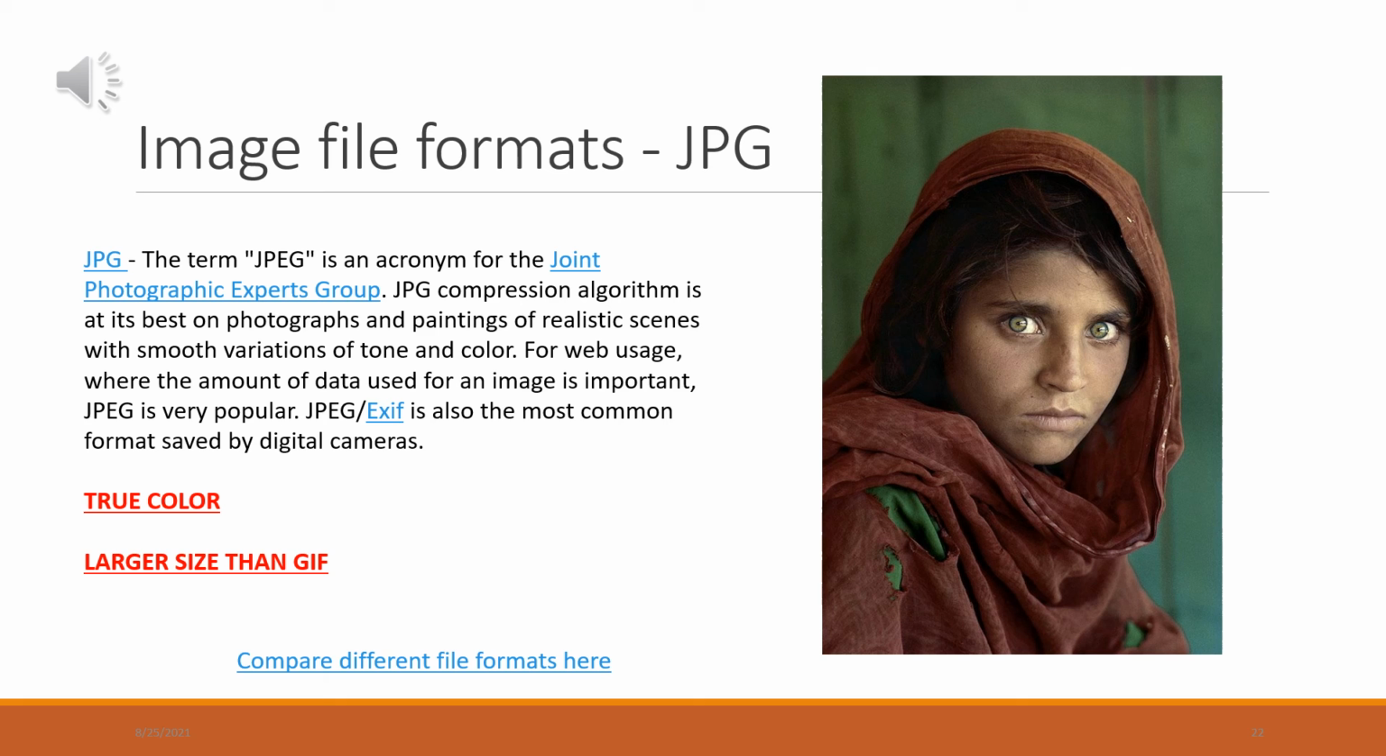JPG stands for Joint Photographic Experts Group. It's another compression algorithm. It's another format that allows us to use millions of colors, and we call these true color images. That's a very famous National Geographic picture of a girl in Afghanistan 20 years ago. It's a bit larger in size than GIF, but now storage is no longer a problem. And so probably JPEG is the format I recommend as a default standard to use anytime.